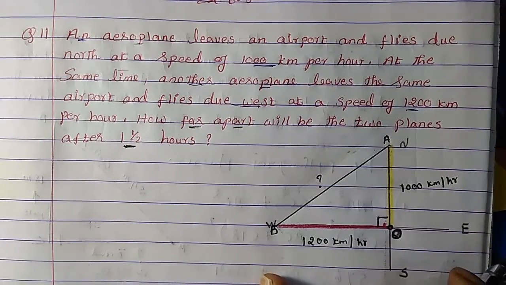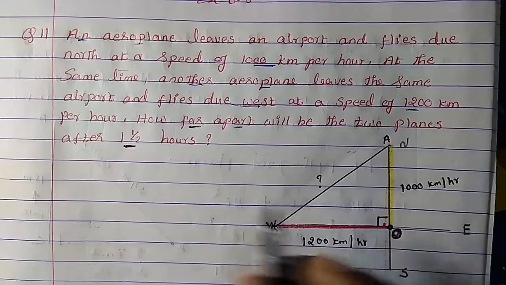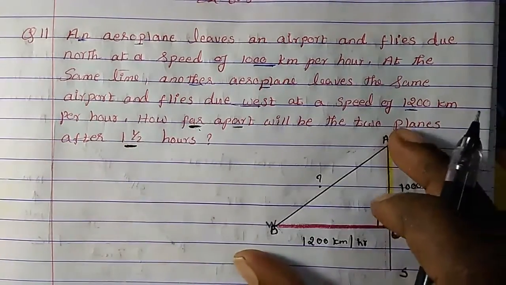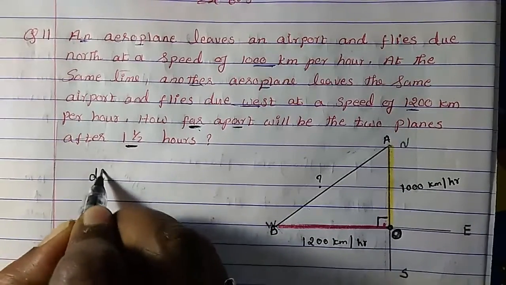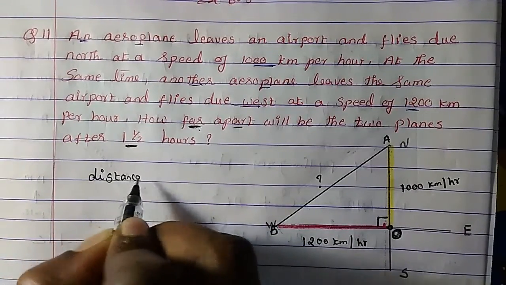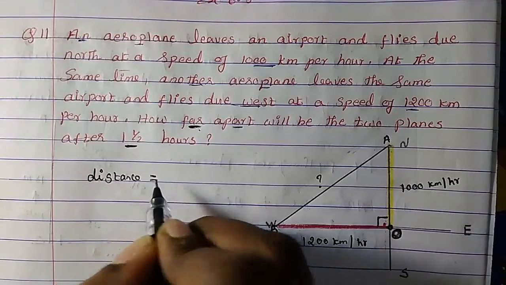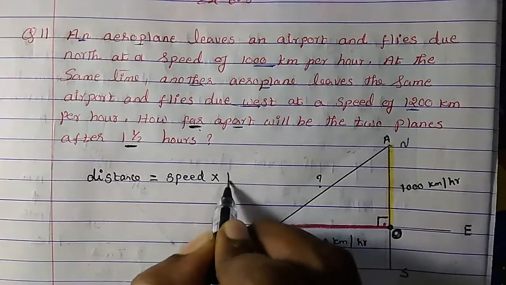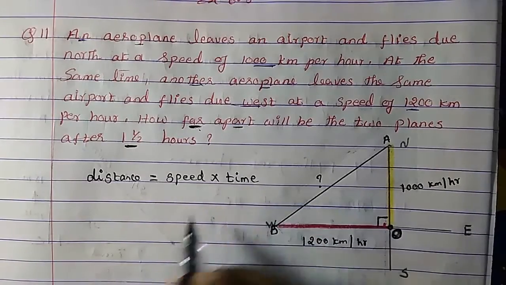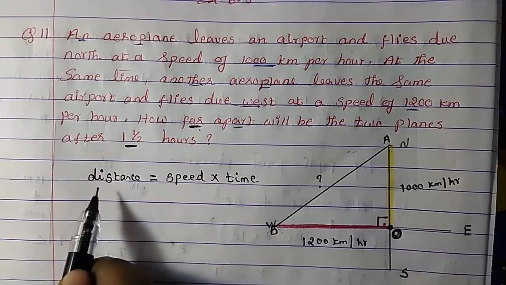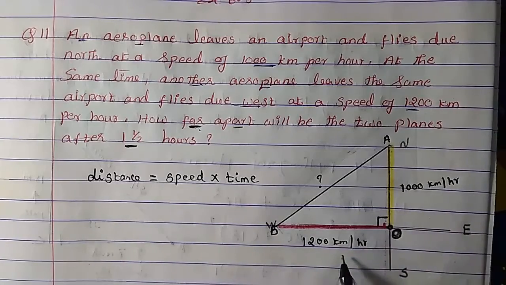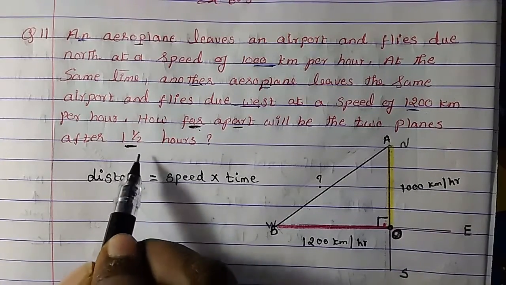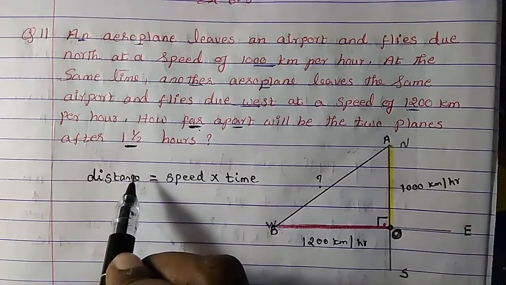Another thing you have to remember is that we have to find out the distance. So what is the formula for distance? In physics you must have studied, distance is equal to speed into time. This is the formula for distance. We are given the speed here, and we also have the time. After 1.5 hours, we have to find out the distance.